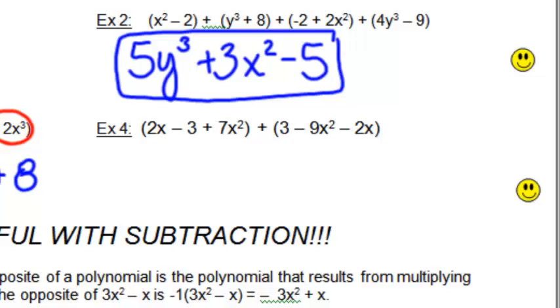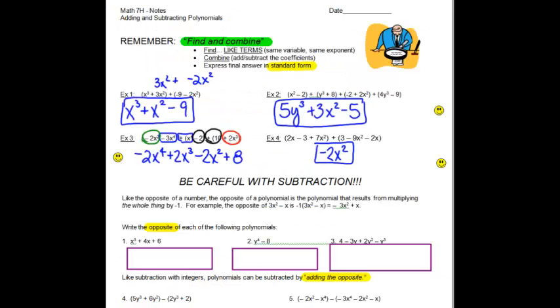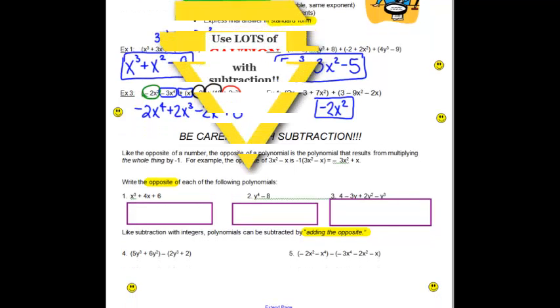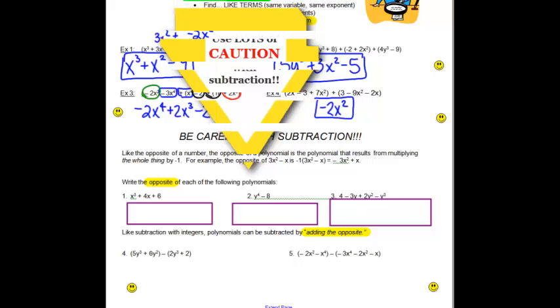You might want to pause here and try the next one on your own. When I complete everything there, I get negative 2x squared. Everything else cancels out. Now, subtraction is where it gets a little bit nasty. And those of you who tend to be impulsive and not show work and like to skip steps, I'm going to caution you severely here.